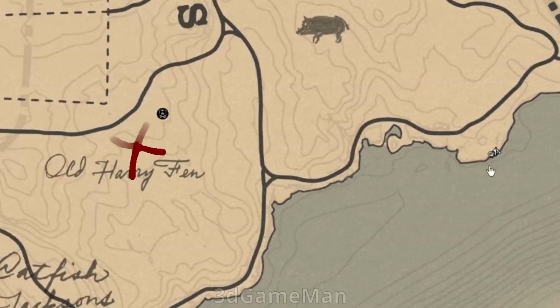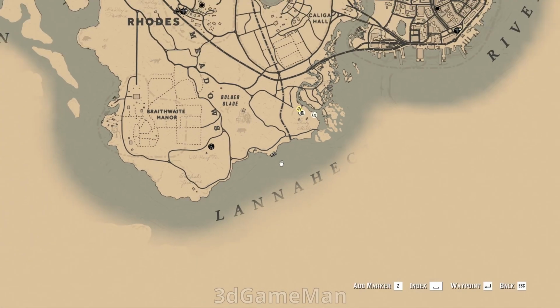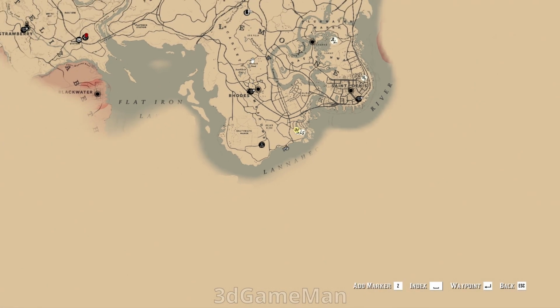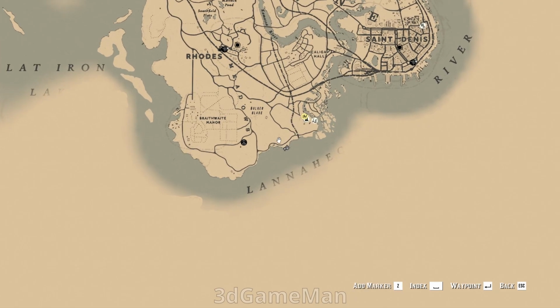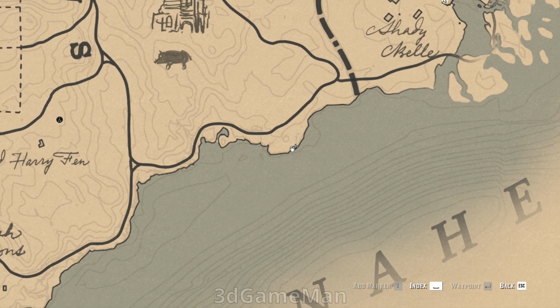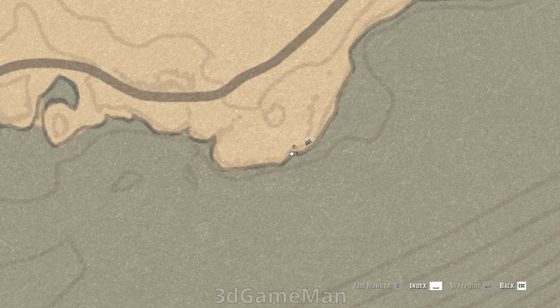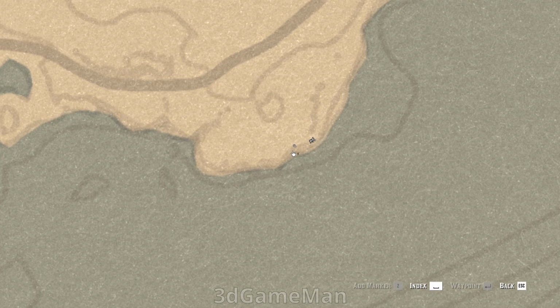So have a look at the map. Here's the old hairy fen that Elijah refers to. This is the shack, and here is where the corpse, or Elijah, was found. So they are in pretty close proximity. So it's really anyone's guess whether Curtis and Elijah were related, aside from the fact that they were both slaves and they were held in that shack.